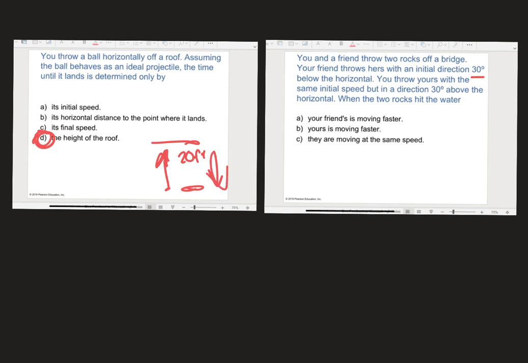And now for this one, if we have the initial direction 30 degrees below the horizontal, your friend throws the same initial speed in the direction of 30 degrees above the horizontal. When the rocks hit the water, they will both be moving at the same speed because even though they have different placements, they both hit it in the same direction.